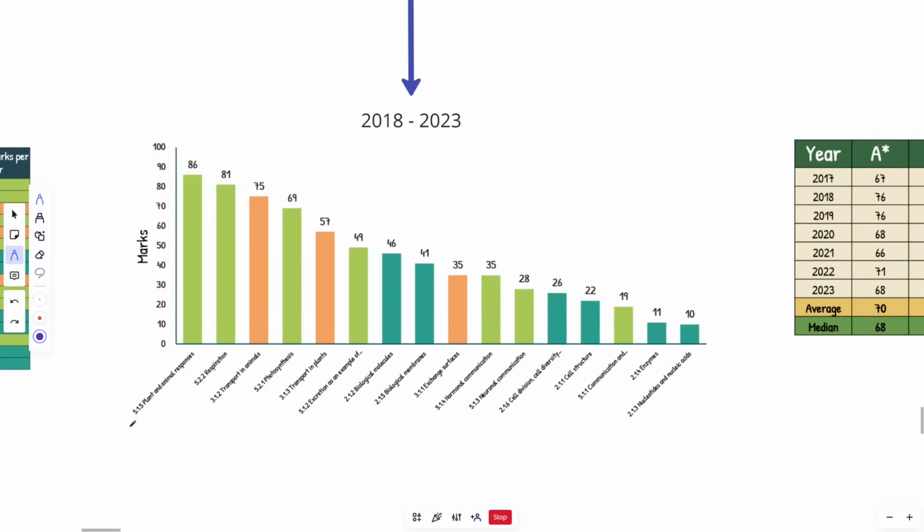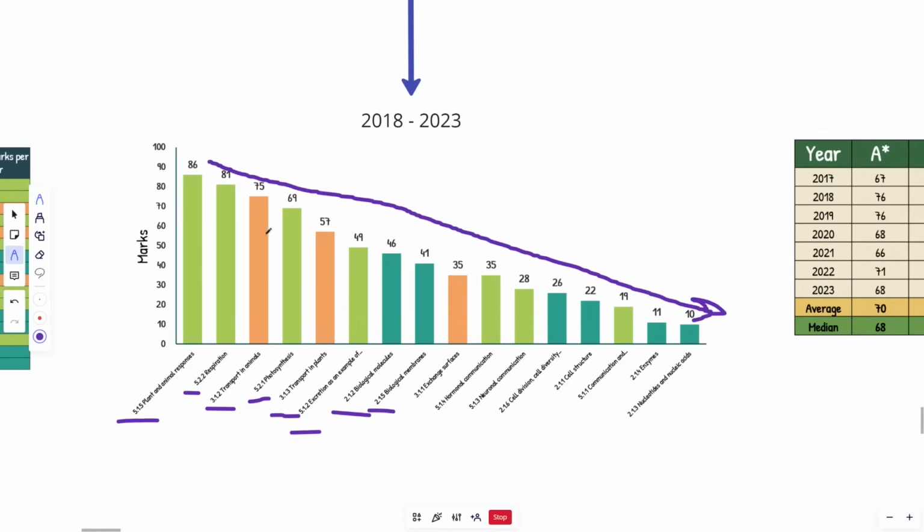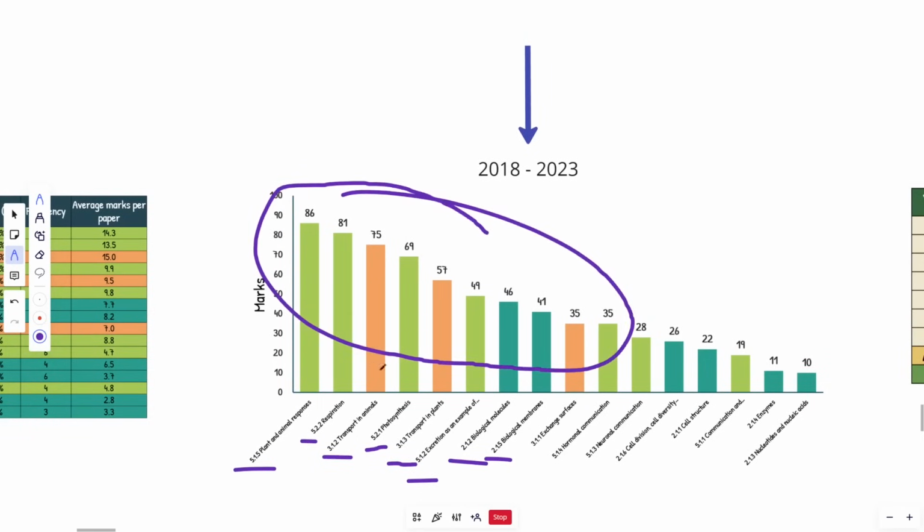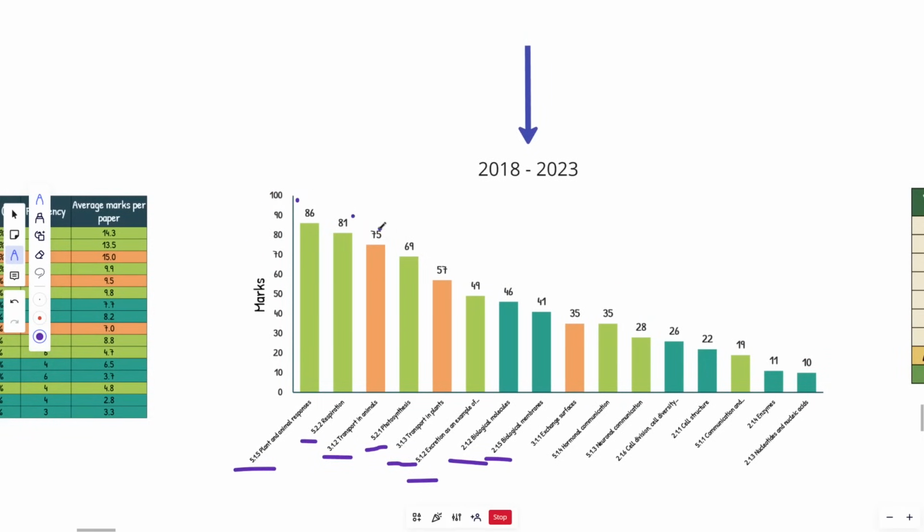If you want to see a graph, you can sort of pick out, okay, plant and animal responses is the number one topic. Then we've got respiration, then transport in animals, photosynthesis, transport in plants, excretion, biological molecules, biological membranes. And then it's basically a linear decrease going down from highest to lowest. Which is pretty interesting to see. But obviously, guys, if I was you, you want to spend most of your time up here. Okay, ideally like this. And then obviously start high, work your way down.